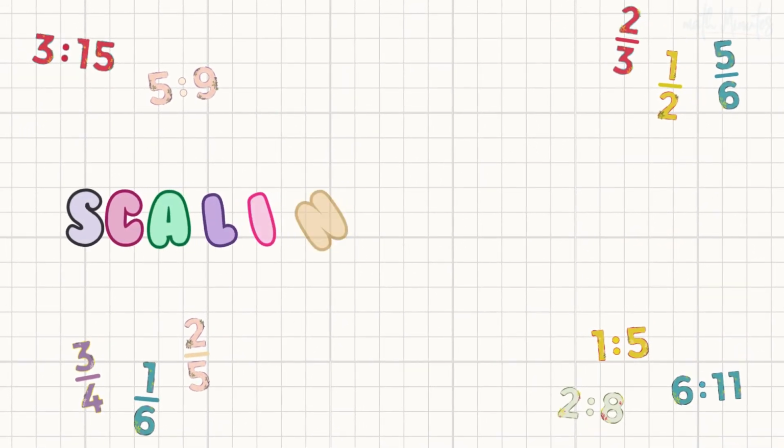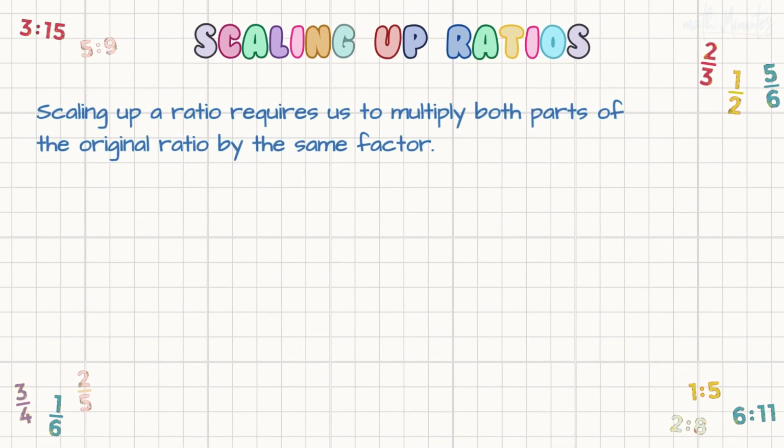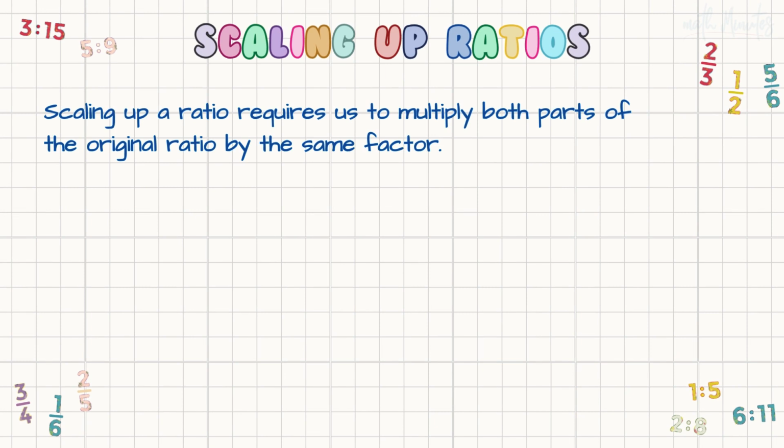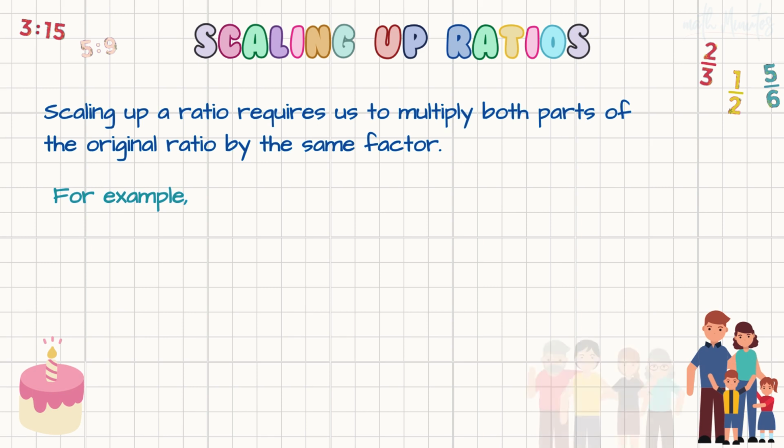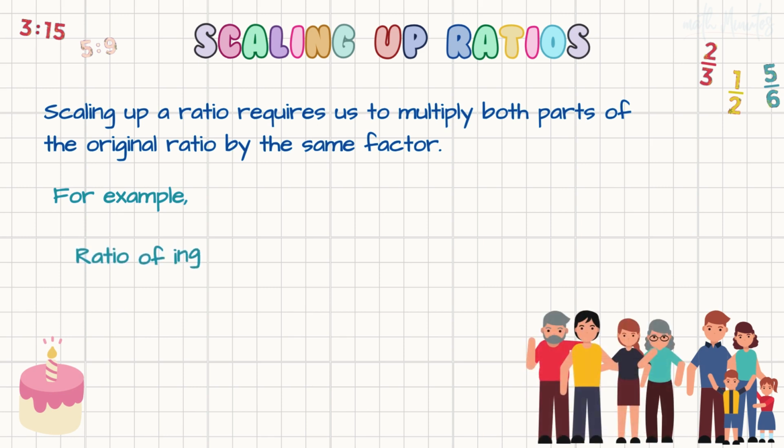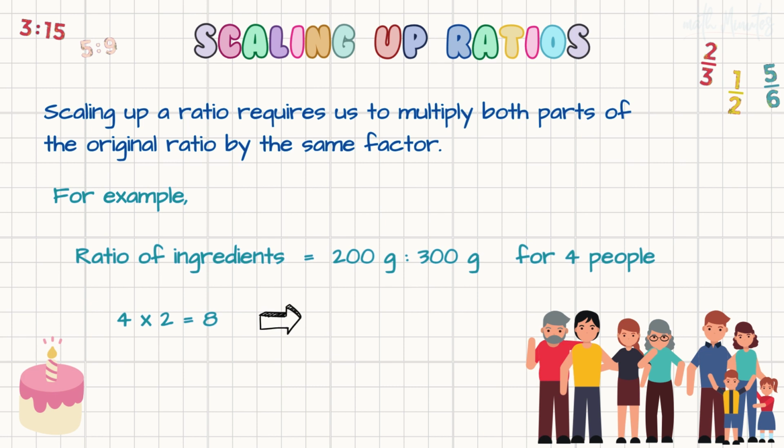Now, let's discuss scaling up ratios. Scaling up a ratio involves multiplying both parts of the original ratio by the same factor. This gives us an equivalent ratio, which we can then use to solve various problems. For instance, imagine you have a recipe for a cake that serves 4 people, but you need to make enough for 8. If the original ratio of certain ingredients is 200 grams to 300 grams, scaling it up for 8 people would result in requiring ingredients in the ratio 400 grams to 600 grams. This ensures the proportions remain consistent, allowing you to create the perfect cake for your larger gathering.